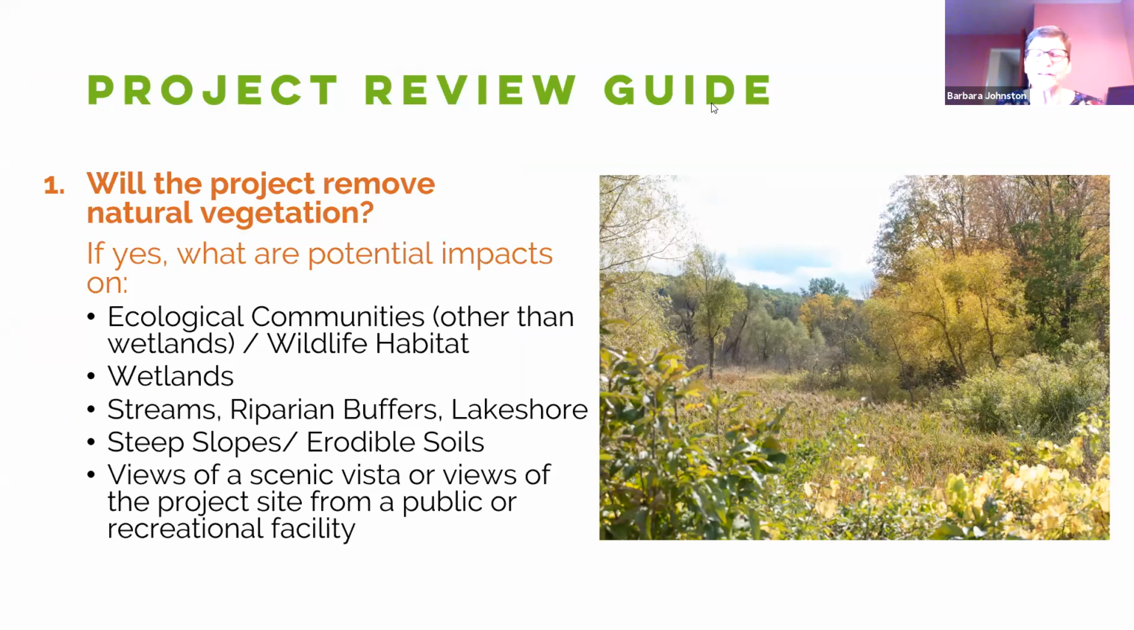So the first question is, will any natural vegetation be removed? And if so, how will that impact the various resources? For example, if you're taking out certain trees that are characteristic of one of the special ecological communities, that would be significant. Are you removing trees from a significant woodland? Are you removing vegetation that might affect a wetland or a stream buffer or a steep slope? Vegetation removal could also affect views from a public area or public facility.